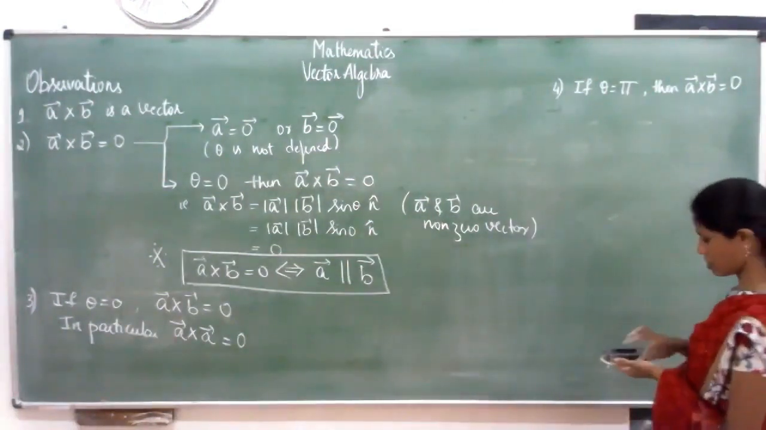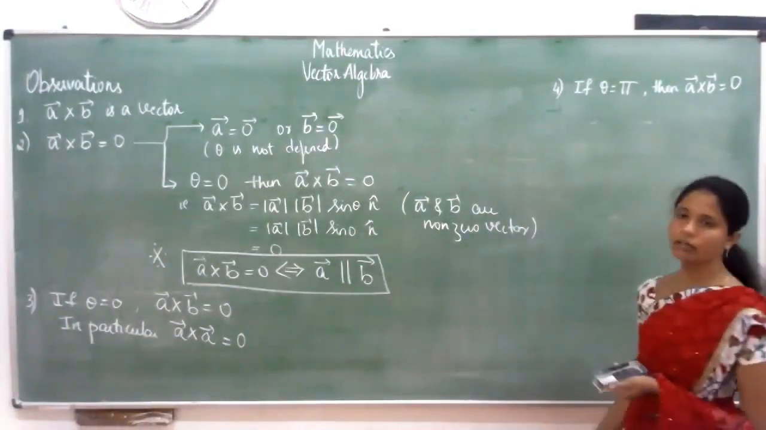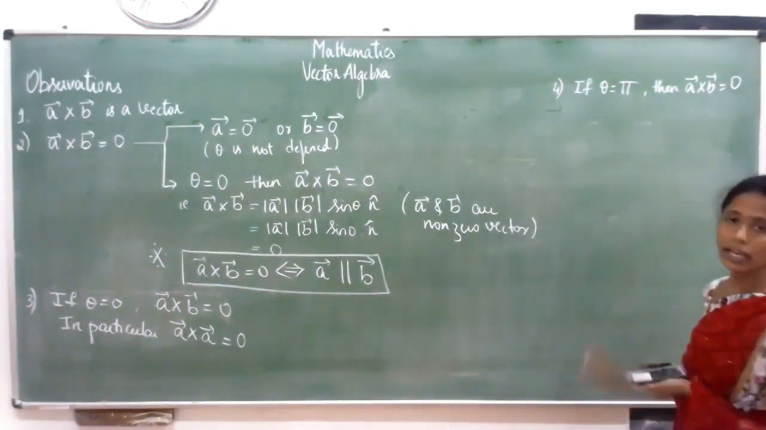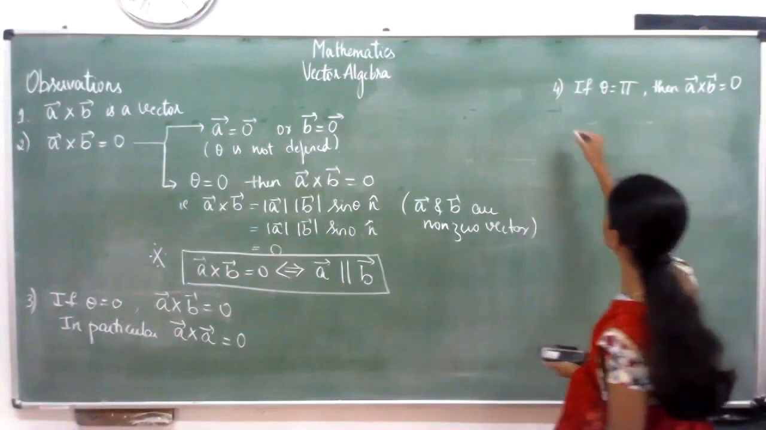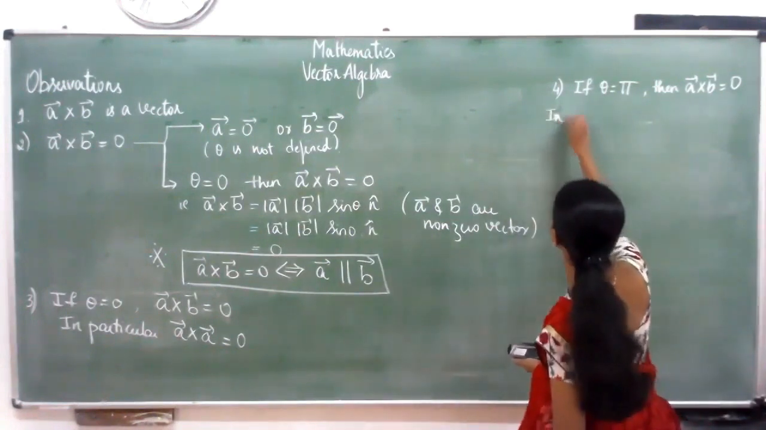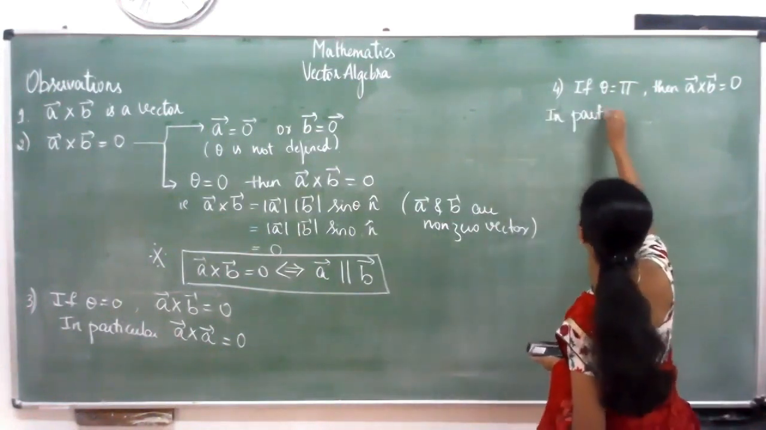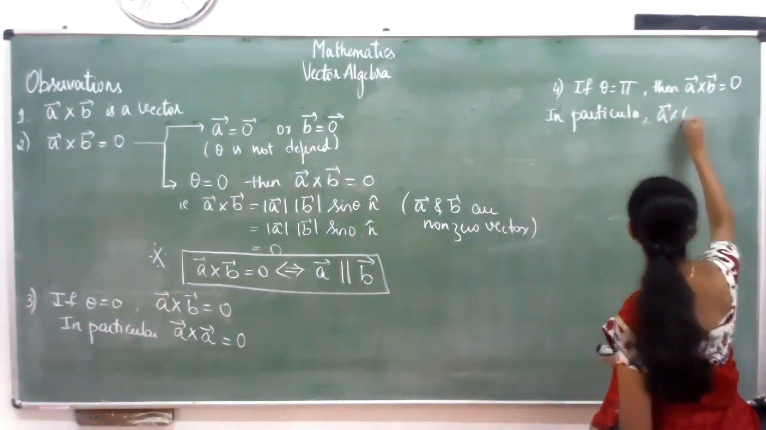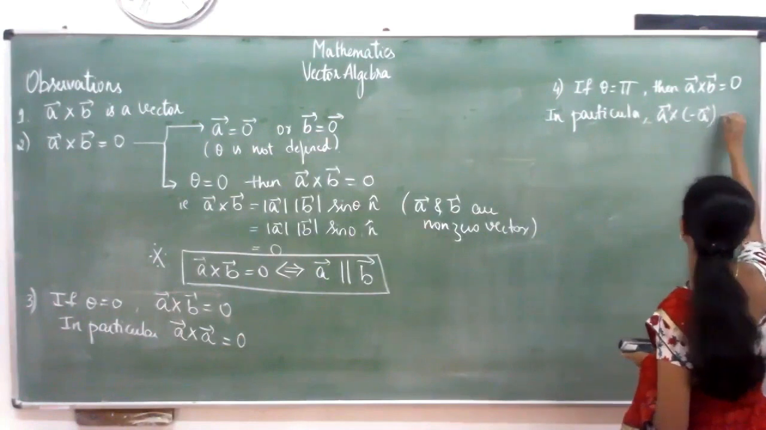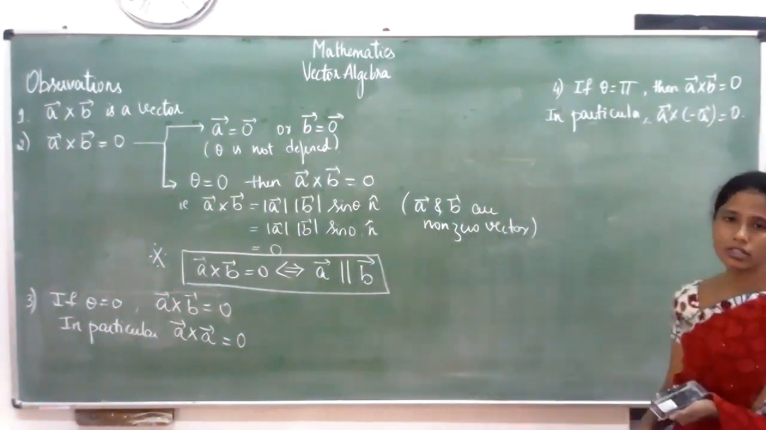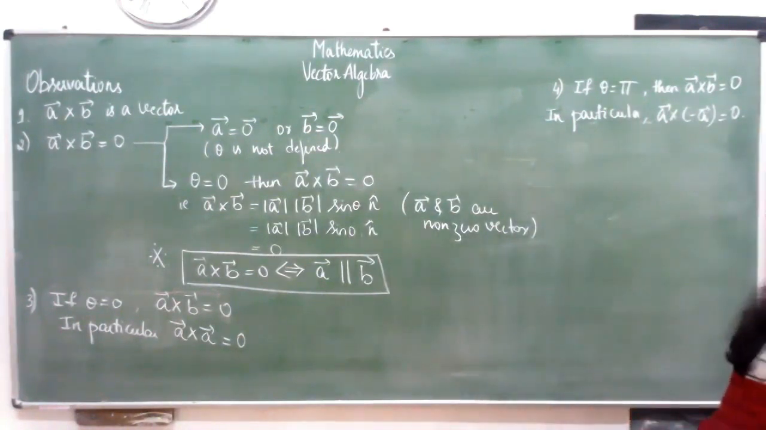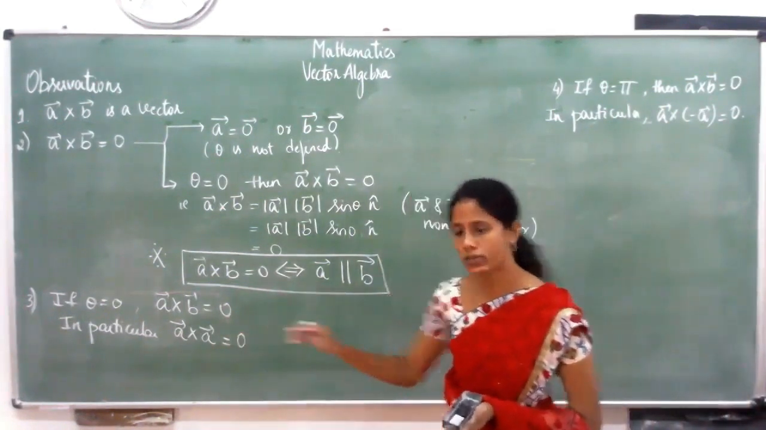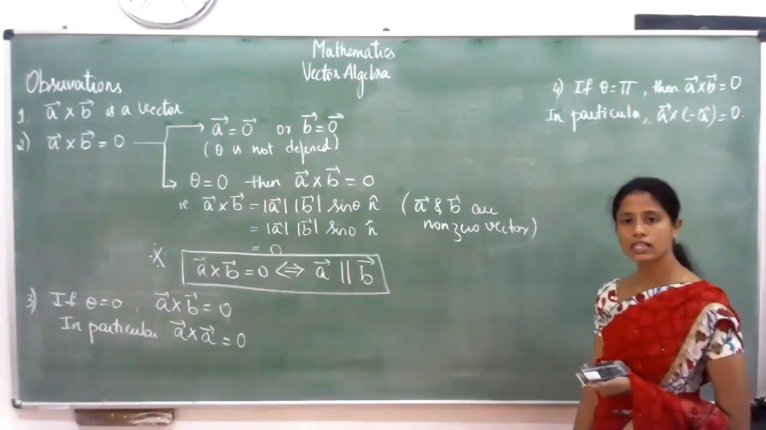From this, we know that when angle theta is equal to pi, then A cross B will again be equal to 0. In particular, if you have A cross minus A, then this will be equal to 0 again. So the previous observation is when angle theta is equal to 0, and this is when angle theta is equal to pi.